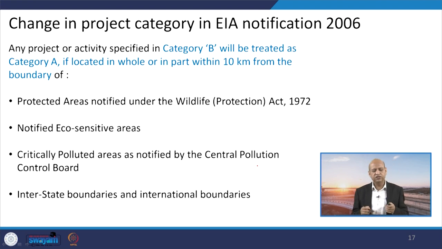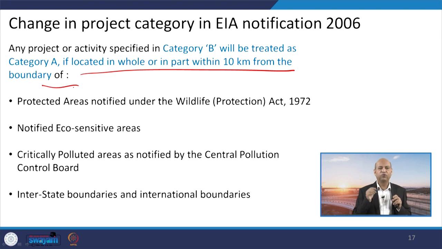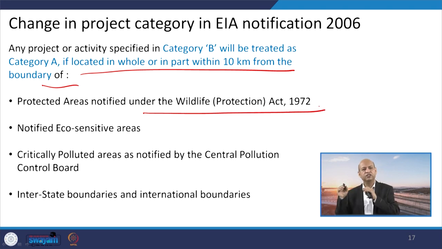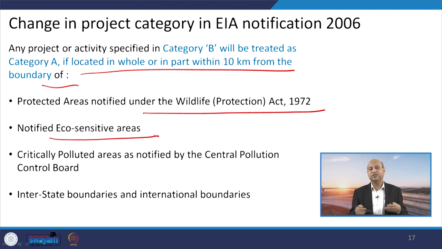That may be one reason. Change in project category means once one category is there, but in some situations one category can go to another category. For example, category B will be treated as category A in some cases. For example, if it is located wholly or partly within 10 kilometers from the boundary of these four kinds of zones, like under the Wildlife Protection Act, if some area is defined and that project is within 10 kilometers of this zone, then this will be treated as category A, even if it was category B according to the table we just discussed. Okay, then notified eco sensitive areas, again if the project is within that area or within 10 kilometers, then this will be category A.